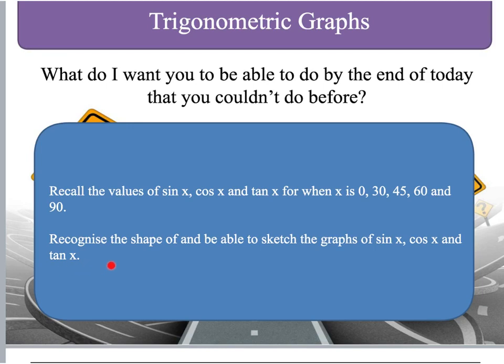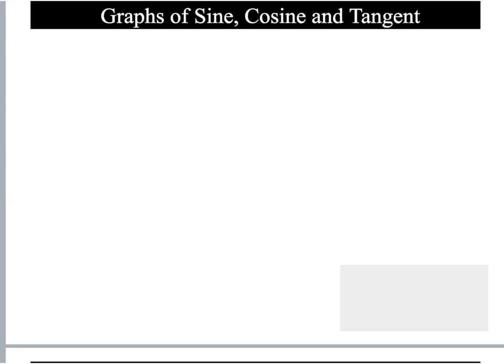And you also need to recognise the shape of graphs of those values of sine, cosine and tangent. So as the angle changes, how does the ratio change? And you need to be able to recognise the graphs and be able to sketch them as well if needed. So we're going to start with the graphs today.